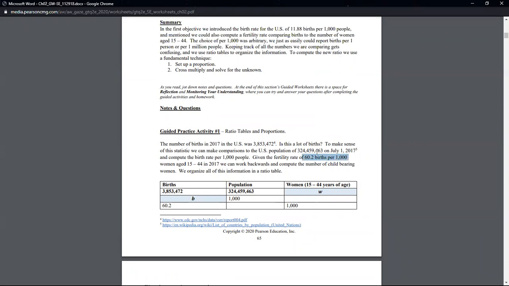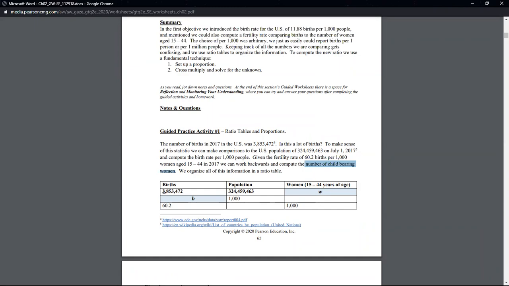But they tell us that there's a fertility rate of 60.2 births per 1,000 women. Rates are ratios. We'll be studying them more explicitly in later sections. But what we can do is work backwards and actually compute the number of childbearing women, just given this information and the fact that all these things are proportional values. So what they do initially is organize everything in a table. We have a column for births based on the total population, and based on only a population of 1,000 people. So this is us scaling the population down to 1,000. This is a very common theme. I talked about earlier scaling something to 1. This is the same idea, except instead of writing the number 1, you write the number 1,000.